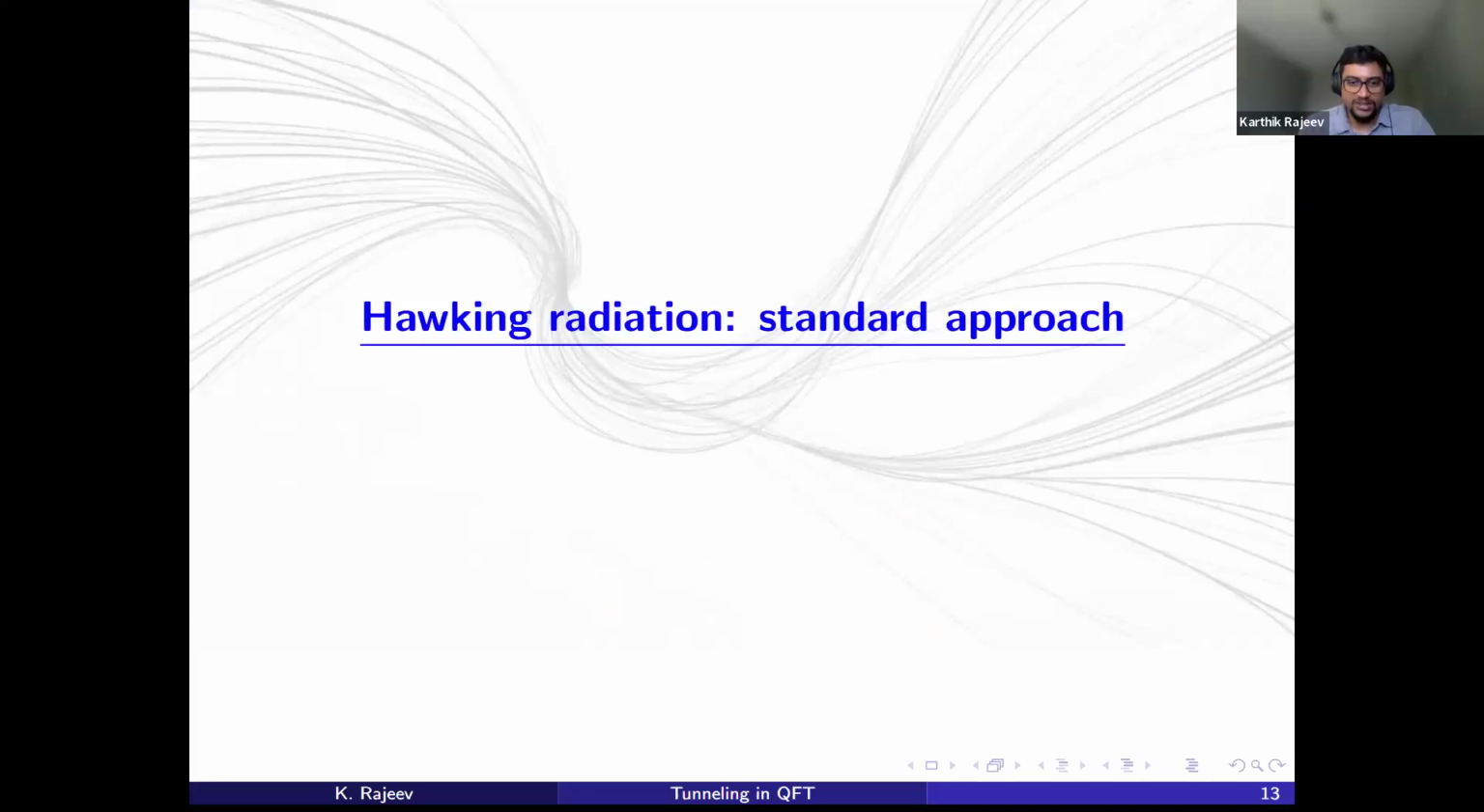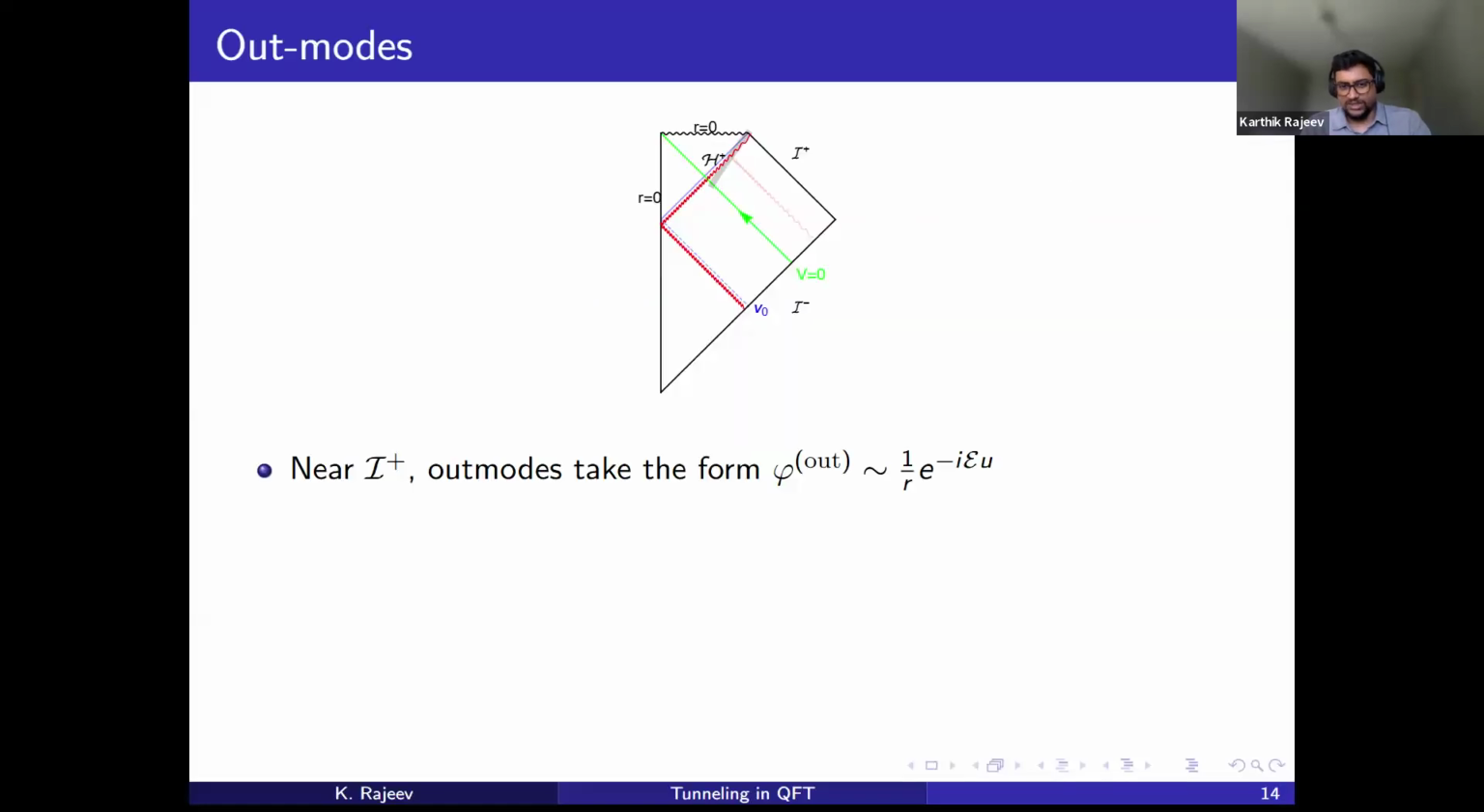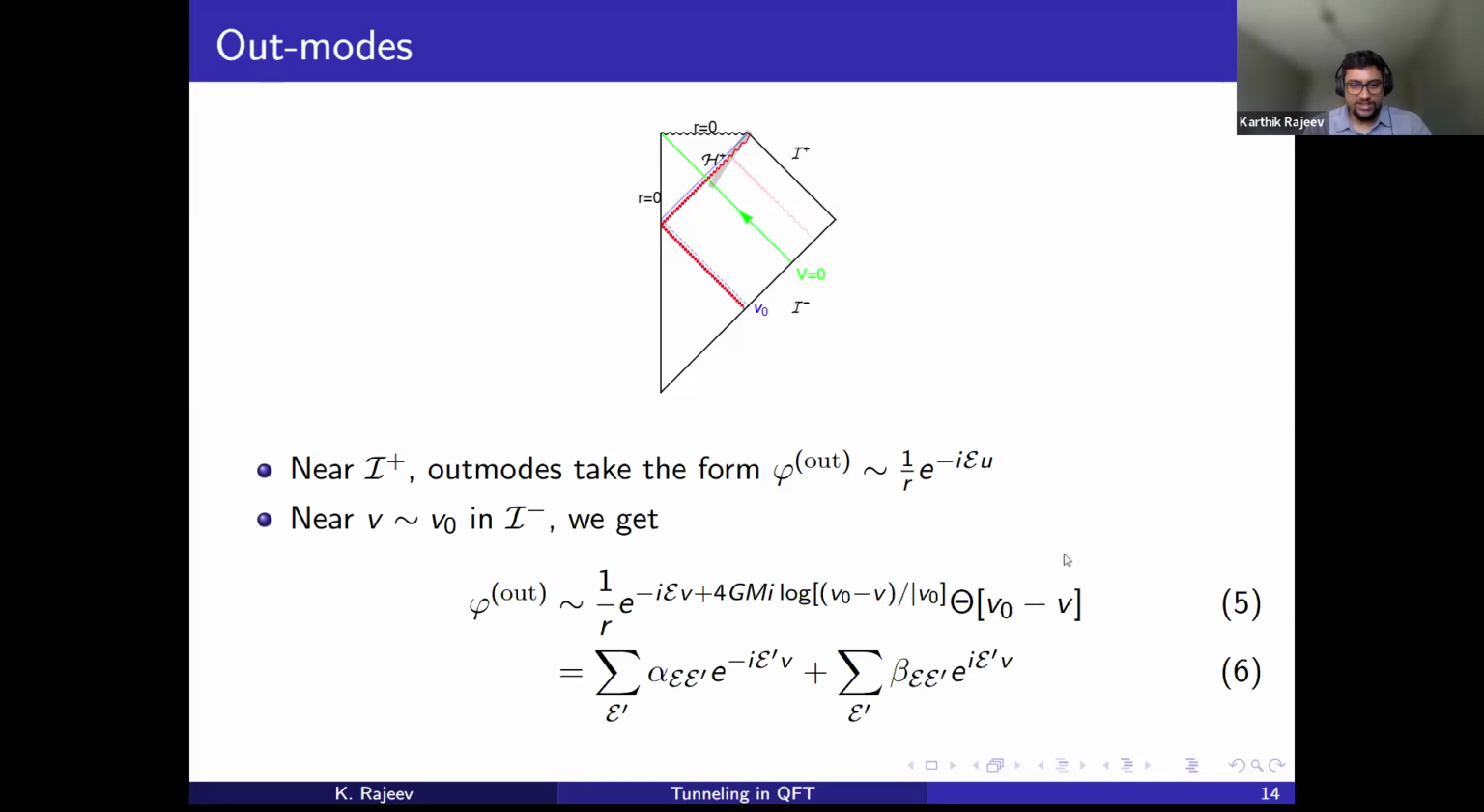Now coming back to Hawking radiation, I'll just describe the standard approach. It starts off with finding the so-called out modes. These are solutions which take the form of positive energy vacuum wave functions near the future, that is chi plus. And then finding how the same function behaves at chi minus. So basically tracing it back and seeing what the functional form of it is at chi minus.